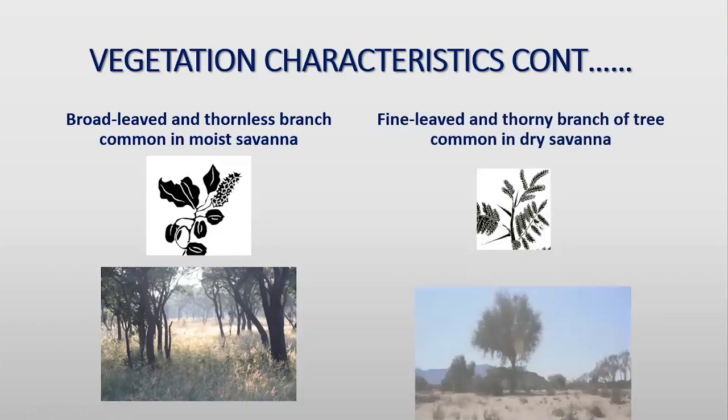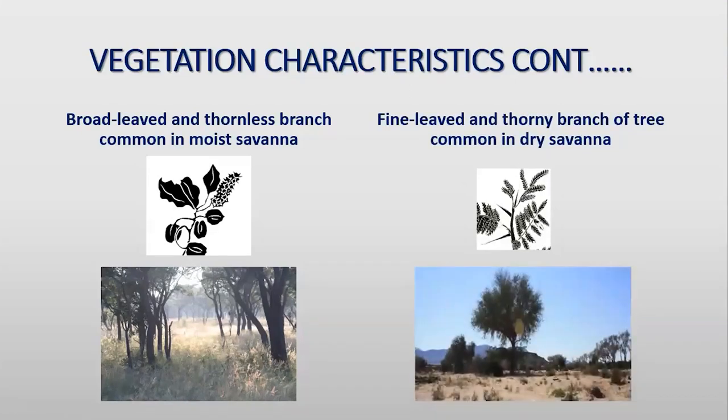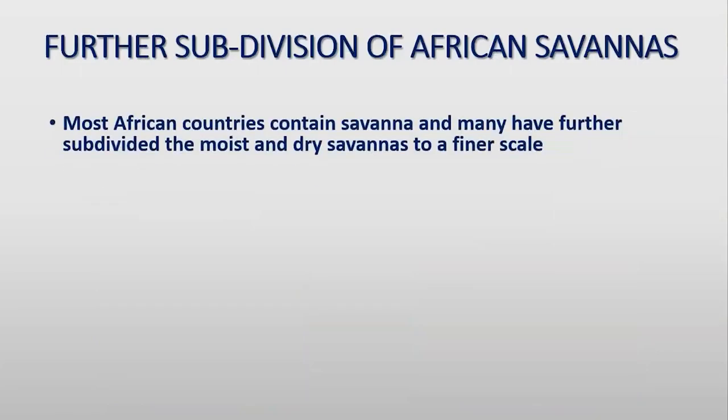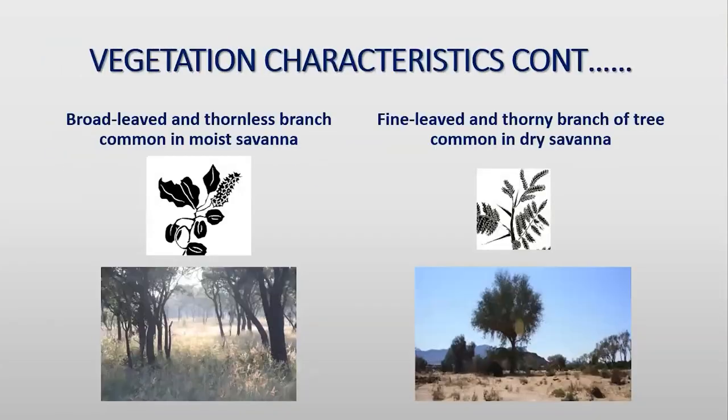Whereas in the drier type, they tend to be fine-leafed, with thorny branches on the trees, and these are common in dry savannas. And this is typical of your acacias, where you've got compound leaves, deciduous, very small leaves, and in dry areas, as you can see from the photograph, less grass, and the trees are mainly acacias and the drier types.